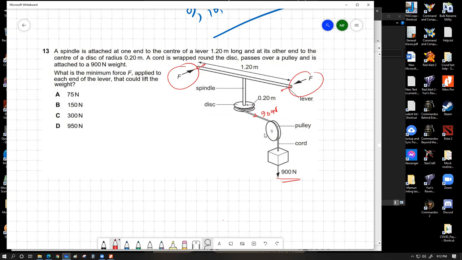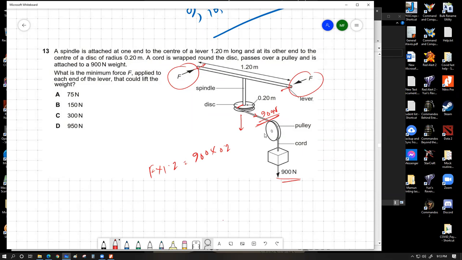And that couple is going to be responsible to balance the moment that is going to be produced by this 900 newton force at a perpendicular distance that is equal to the radius over here. So the available moment right on the disk is going to be 900 into 0.2. And you're going to be balancing it by the torque produced by the couple, which is F into 1.2. These two moments should be equal. And that basically builds up your equation. Now solve for F, you get the value.